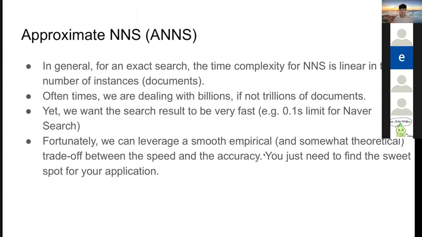But how can we do efficient search for dense embeddings, where of course you have a lot of vectors and you don't want to do exact search because that will take a lot of time? If you do this in a brute force way, the time complexity will be linear in the number of documents and passages. But oftentimes we're dealing with billions if not trillions of documents, and we want the search result to be very fast. For instance, there is a 0.1 second limit for neighbor search.